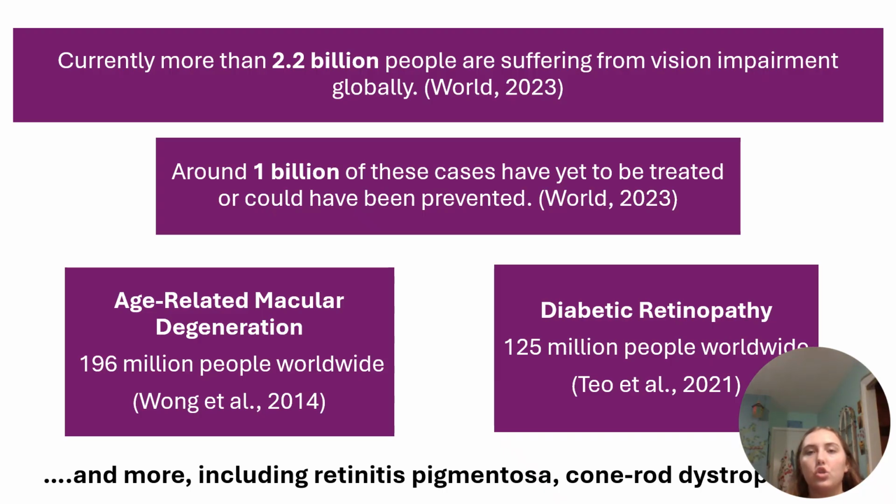Currently, there are more than 2.2 billion people suffering from vision impairment in the world. Around 1 billion of these cases could be prevented or have yet to be treated. Some of these diseases that cause said vision impairment include age-related macular degeneration, diabetic retinopathy, and more, such as retinitis pigmentosa and cone rod dystrophy. All of these diseases have one thing in common, and that is photoreceptor death.